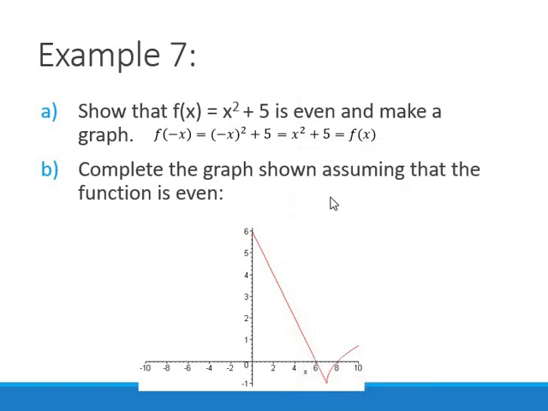Part B is completely unconnected to Part A, except they're both talking about even functions. This is not the graph of x squared plus 5, obviously, in the picture. It says complete the graph shown, assuming the function is even. If I was drawing this by hand, what I would do is pick the important points and then look at their reflections. Where the idea is it's even, we're going to get the mirror image over here for the other half. So of course (0, 6) is on the axis. If I reflect it, I still get (0, 6).